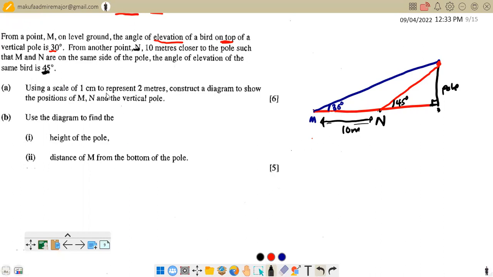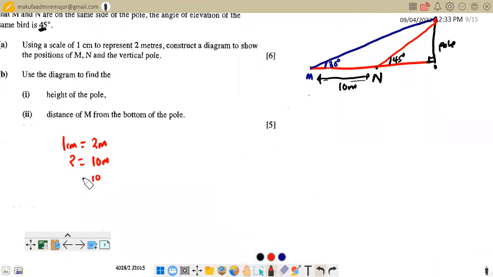Now you're given a scale of 1 centimeter to represent 2 meters. Where we see 1 centimeter, we see 2 meters. So that means 10 meters is going to be represented by what? We just divide, because it's like a proportion. 1 centimeter is equal to 2 meters. What about 10 meters? What are you going to get in centimeters? We do not know. So it's 10 over 2 times 1 centimeter, which is going to give us 5 centimeters at the end. So on our actual diagram this is going to be 5 centimeters on the part that we're going to do the construction.